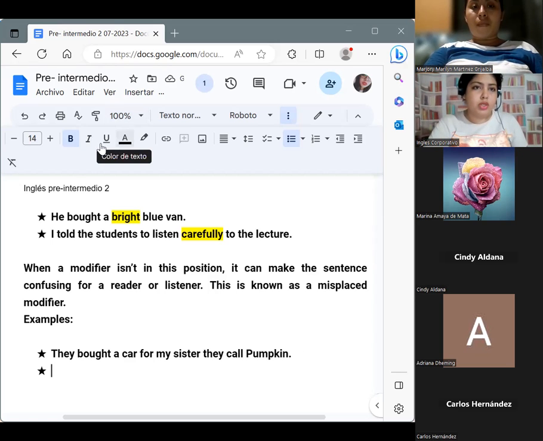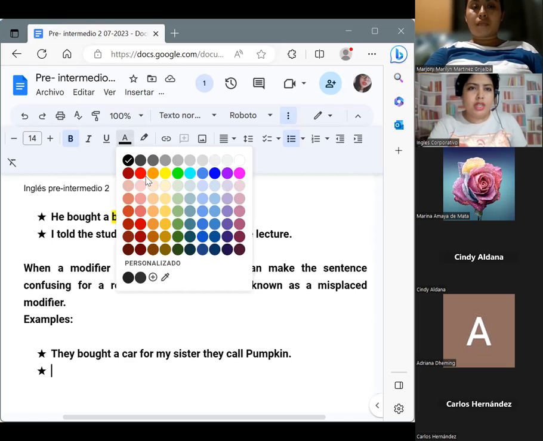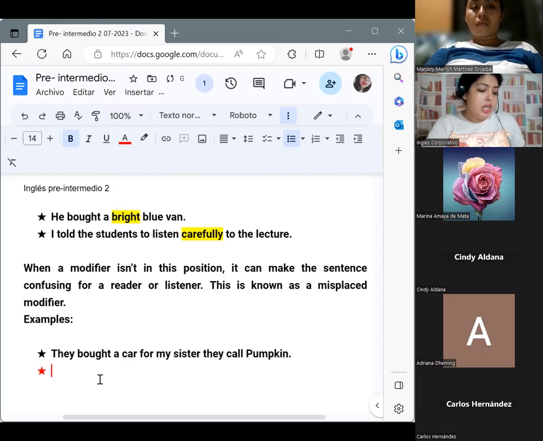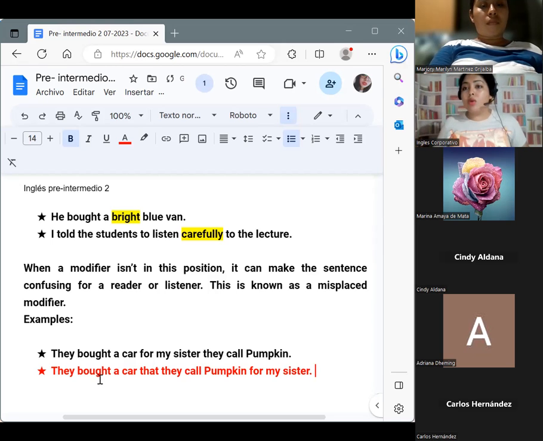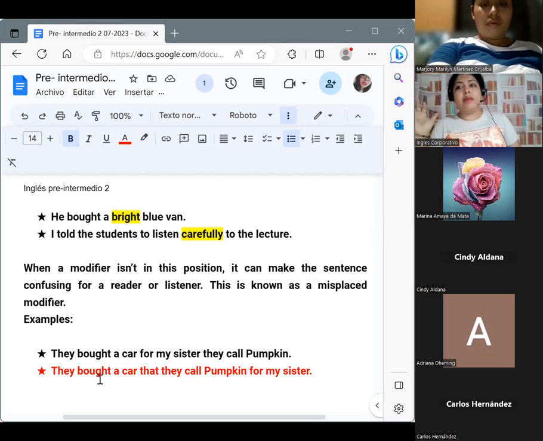But in this case, let me change this one. They bought a car that they call pumpkin for my sister. Ellos compraron un carro que llamaron calabaza para mi hermana. Entonces, aquí ya entendemos que el carro es el que se llama calabaza, no que llamaron a una calabaza.